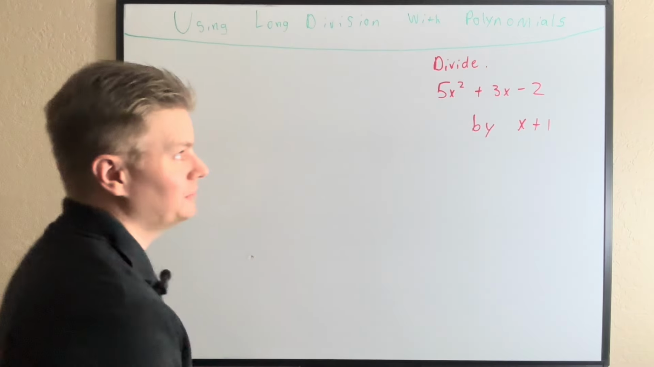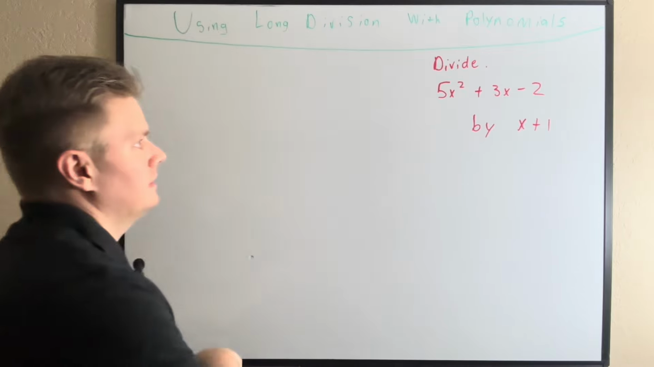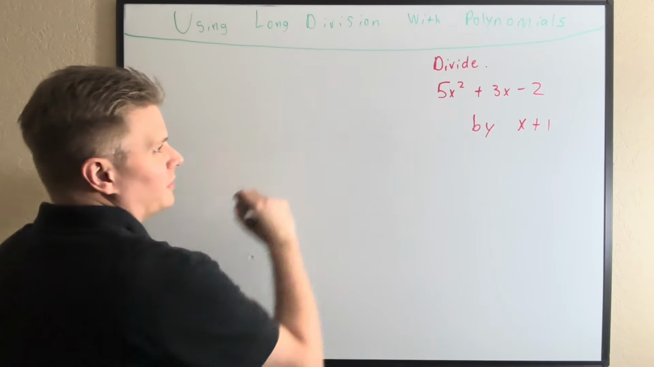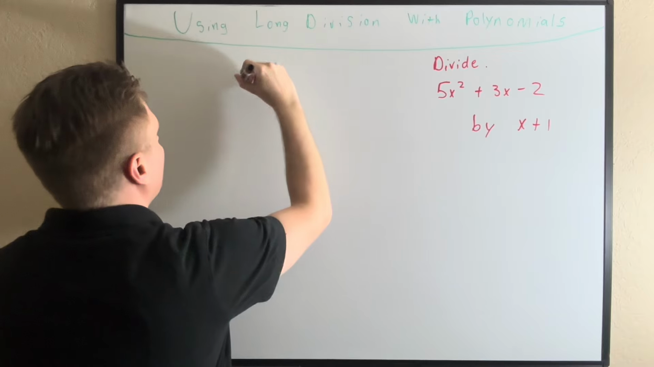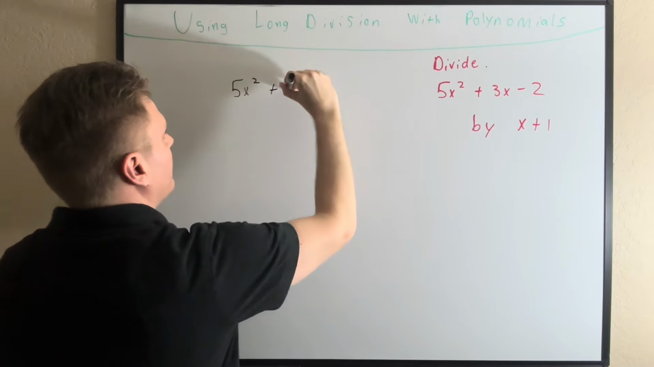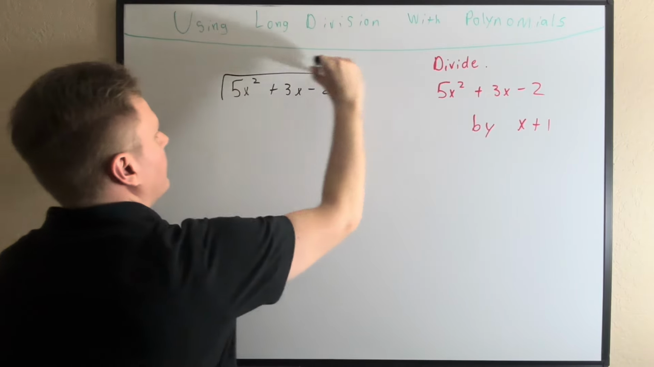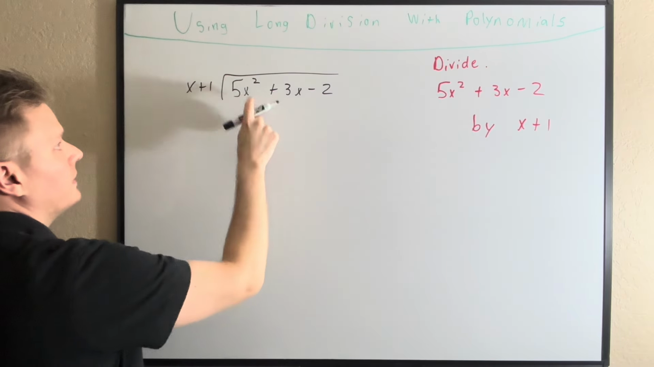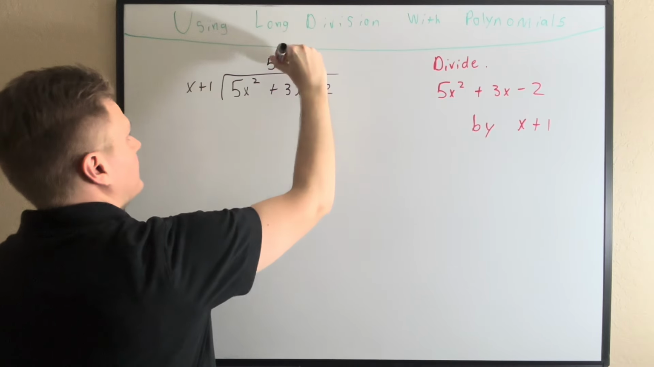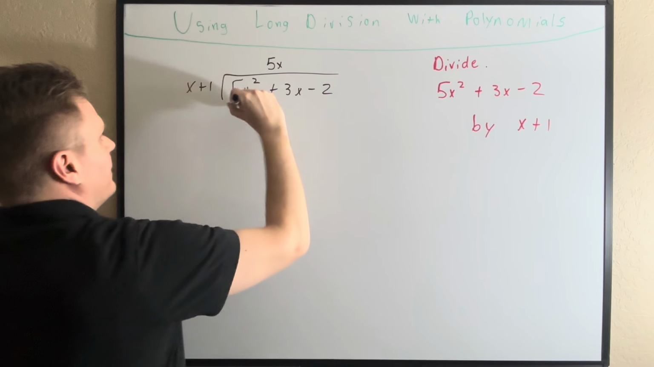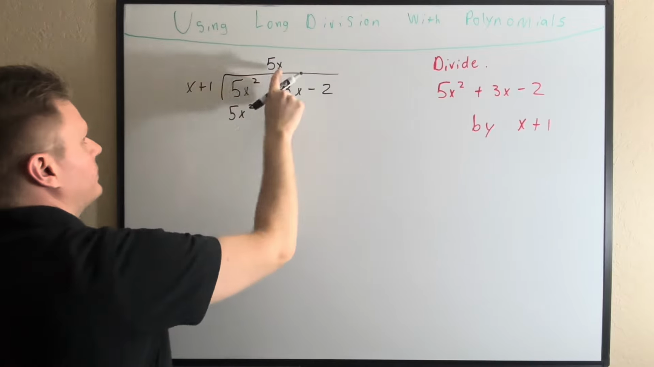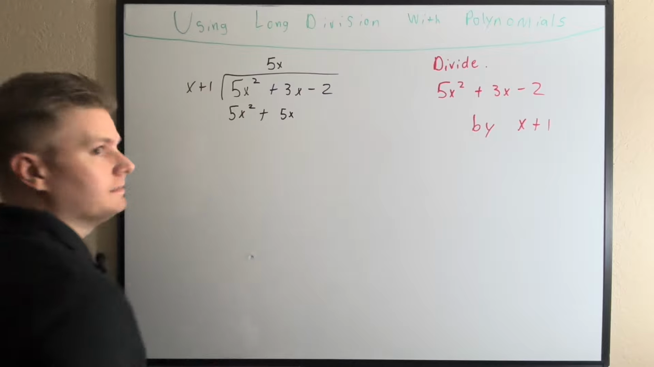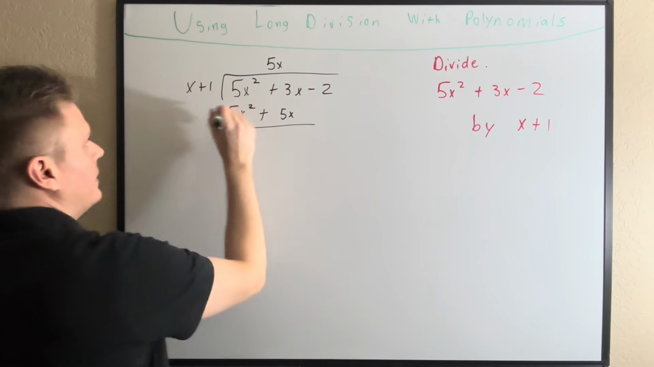All right, let's do another example. This one's much easier this time. So divide 5x squared plus 3x minus 2 by x plus 1. Okay. X goes into 5x squared how many times? 5x times, right? X times 5x is 5x squared. 1 times 5x is 5x. That simplifies things a bit.